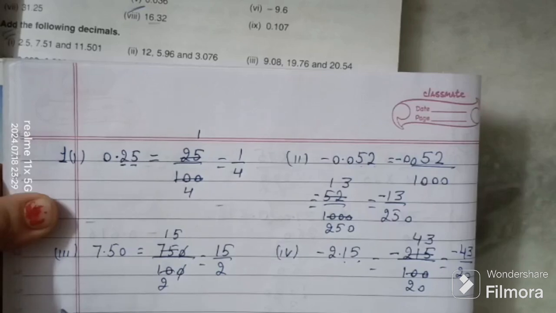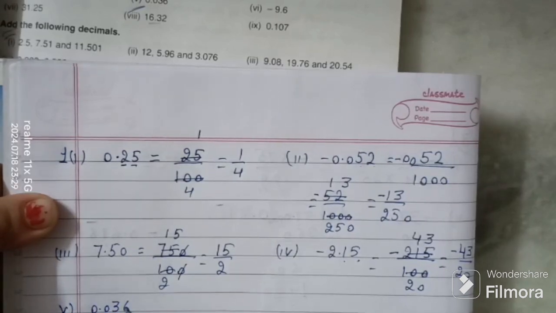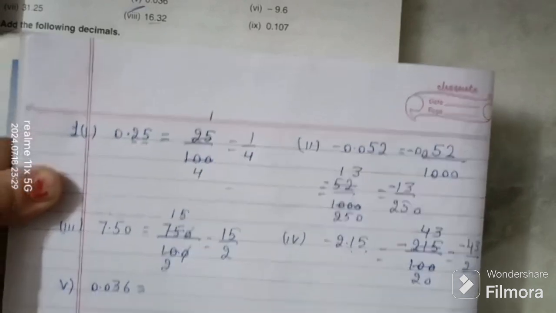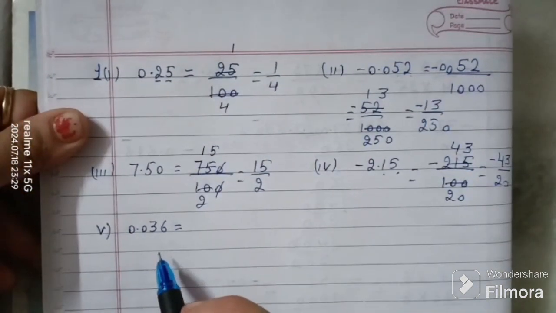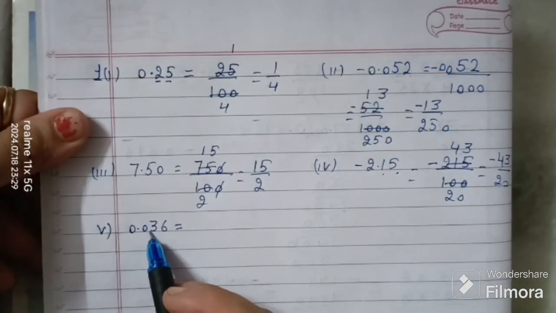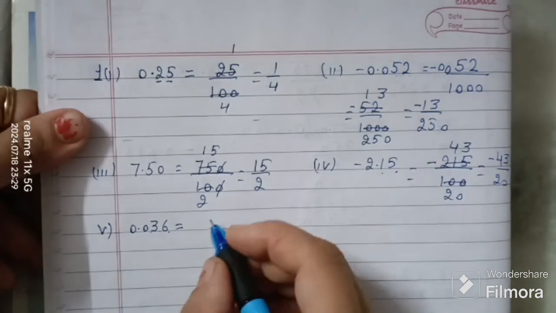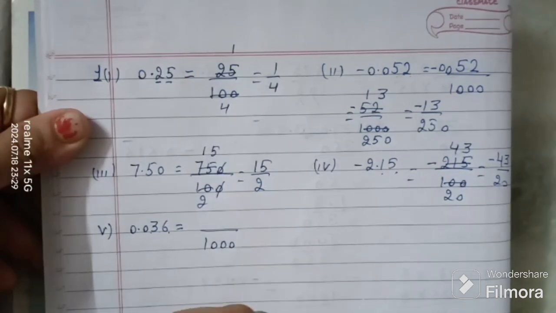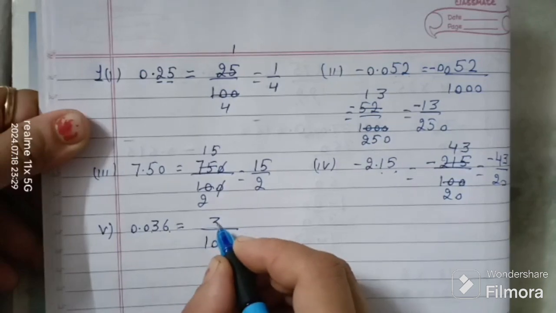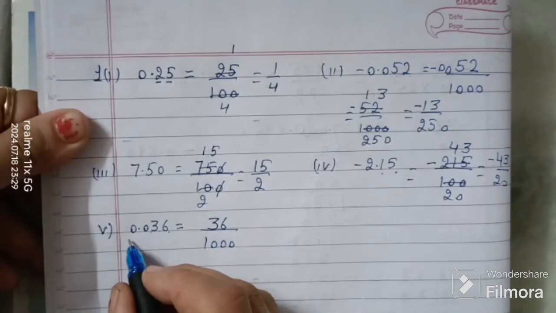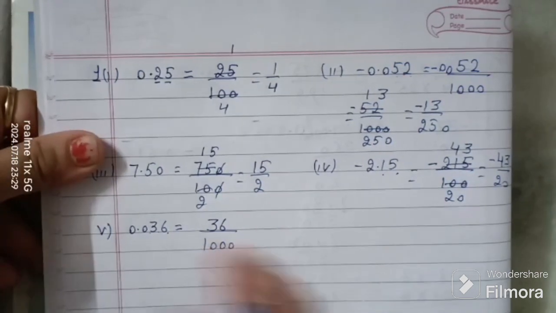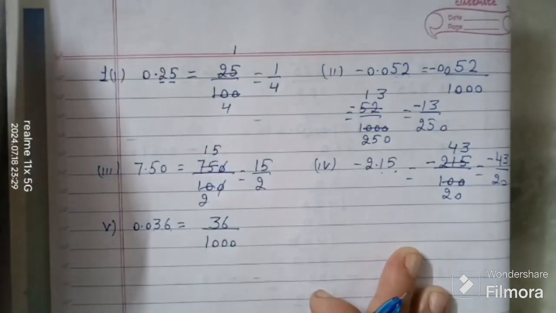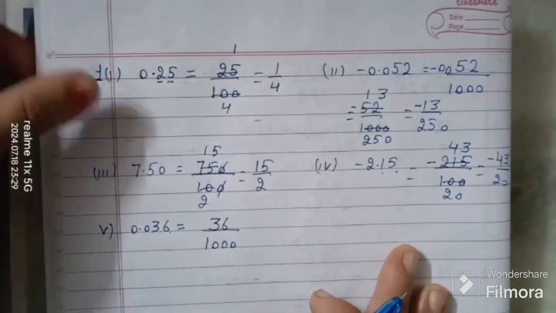The next part is the 5th, 0.036. We will repeat the same process again and again. How many digits are there after the decimal point? 1, 2, 3. There are 3 digits. So we will put 3 zeros in the denominator. 36 as it is. Even if we put zeros in front, they are negligible, they have no value.